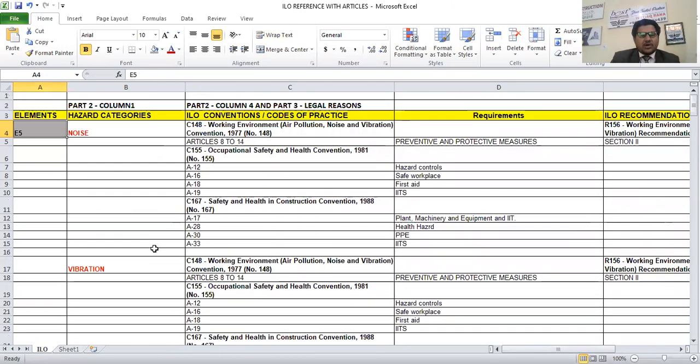For all these hazard categories, you have to select a category, and then accordingly, if you are explaining something, bear in mind the ILO conventions and codes of practice. C148 is relevant to the working environment, air pollution, noise and vibration, with articles 8 to 40. Also C155, the Occupational Safety and Health Convention.